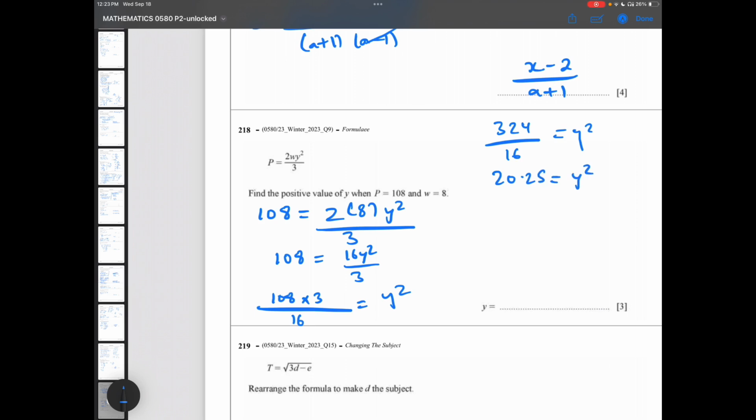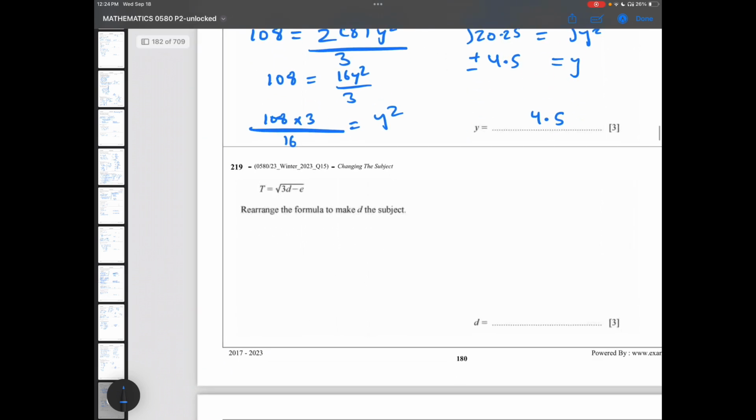We need the value of y. So I will take the square root on both sides to remove the square. The square gets removed and you get the value of y, that is 4.5. So this will be plus 4.5 as well as minus 4.5. But they have asked us the positive value of y, so I will only write positive 4.5. Okay, this is my answer for y.